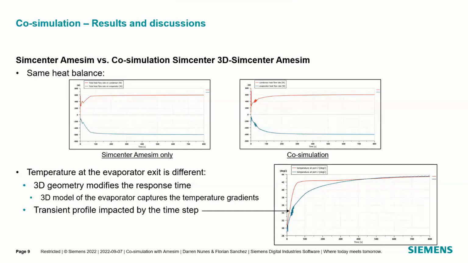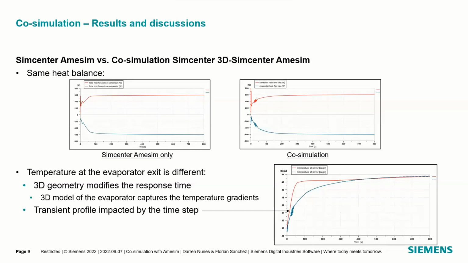This is mainly because the 3D geometry modifies the response time. Adding the 3D part of the heat transfer allows the solver to capture more of the temperature gradients. So now we have the 3D effects of the heat conduction on the 3D side, which we cannot really have with SimCenter AmSim, because it's a 1D, 0D solver that does not allow capturing the 3D aspect of the heat transfer.